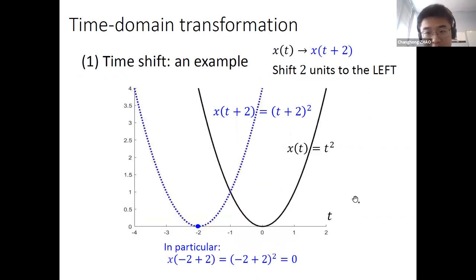And similarly, if we shift x of t equals t squared by 2 units to the left, this point t equals 0, x of t equals 0 is moved to t equals minus 2. And the value of this function is x of minus 2 plus 2 equals 0. We know that we are also doing the right thing. If we shift the signal x of t to x of t plus 2, then we are shifting 2 units to the left.